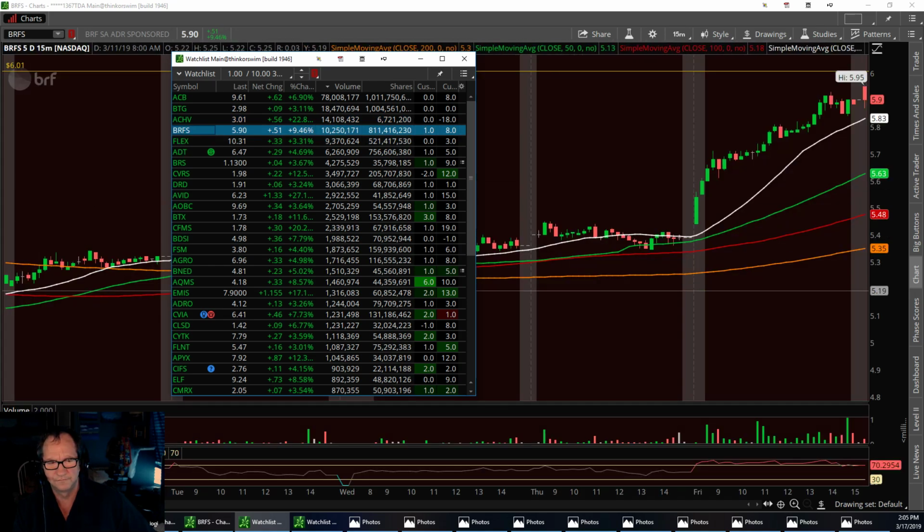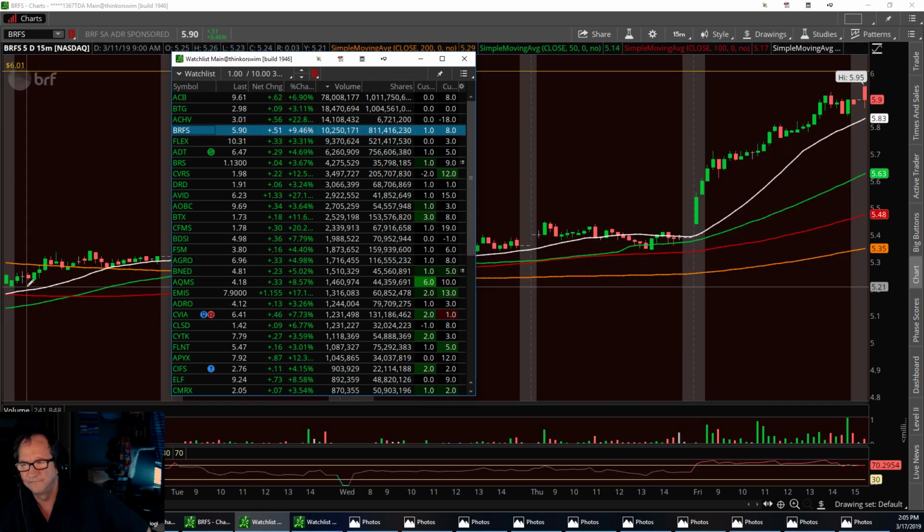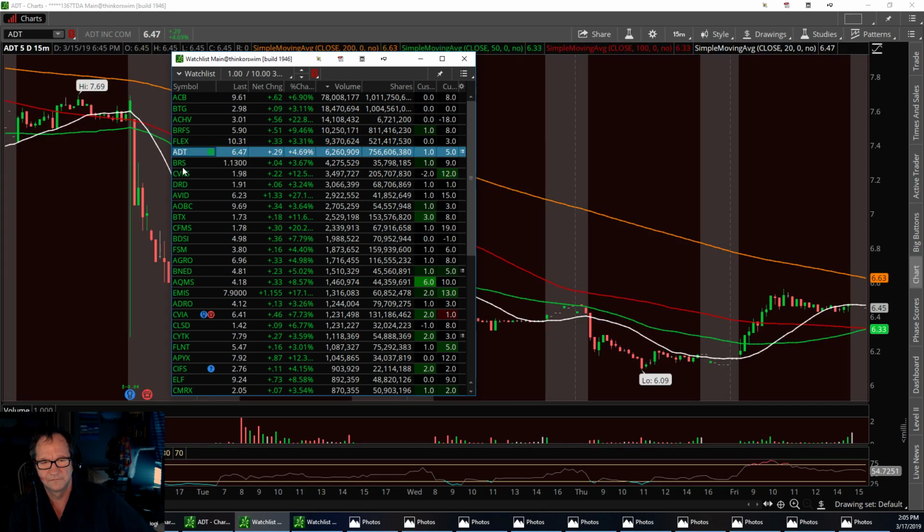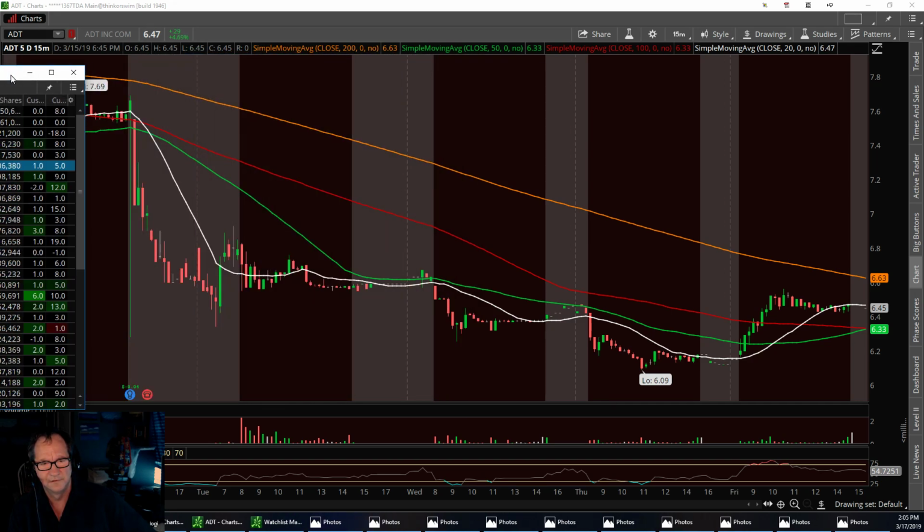Here's another one, nice little trend from 5.21 up to 5.90 in 5 days. Flex had a bottom here at 9.91 and ran all the way up to 10.48, kind of consolidated here at the end. Here's one that had a pretty hard sell-off at one time. Kind of still selling off and starting to turn around a little bit. The 50, you notice the 20 here is starting to go above the other moving averages.